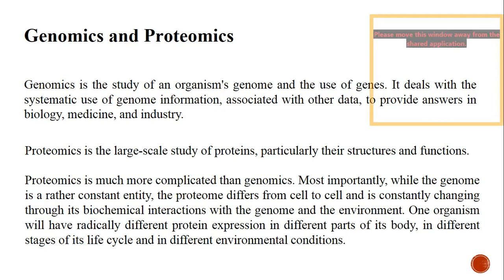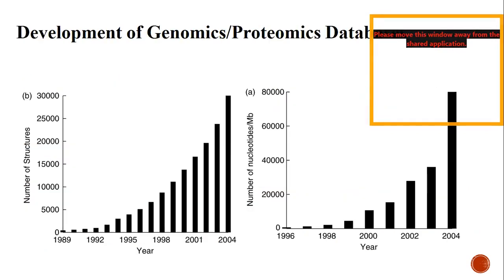So in genomics, we just have to study the gene and the expression of the gene. However, in proteomics, we have to study the three-dimensional structures, the interactions, how these interactions happen, in which environment these interactions happen, and what will happen if the environment changes. So proteomics is considered more complex as compared to genomics.